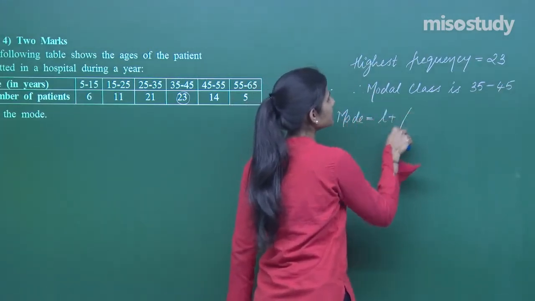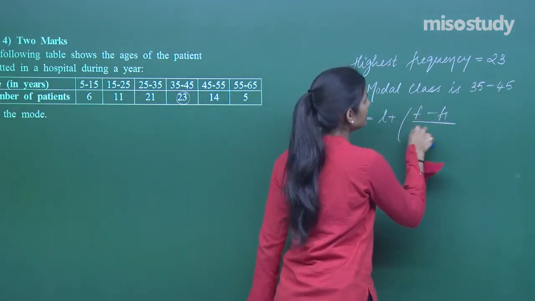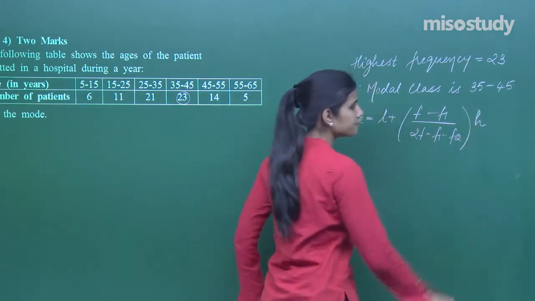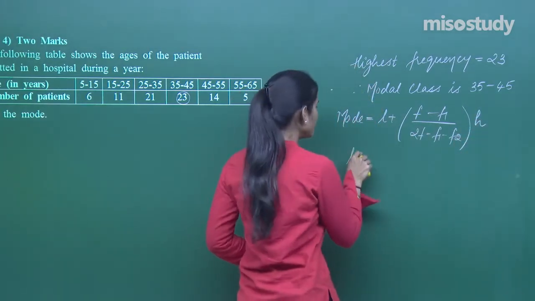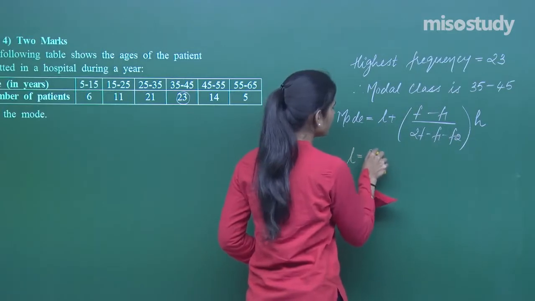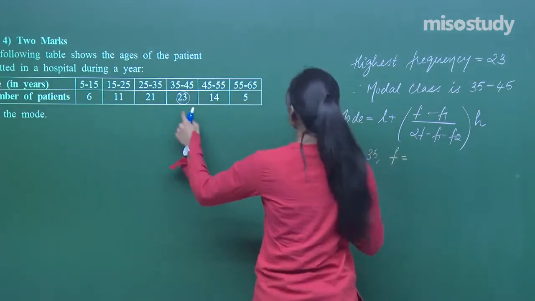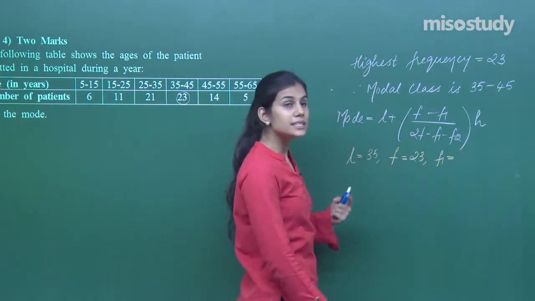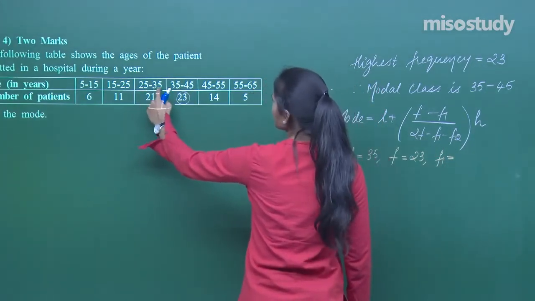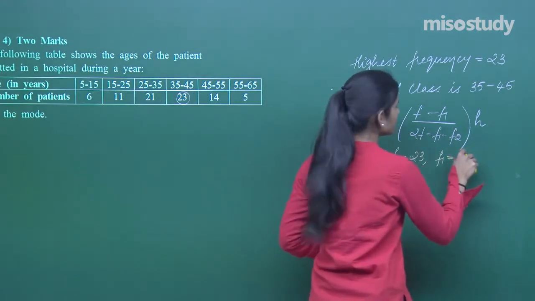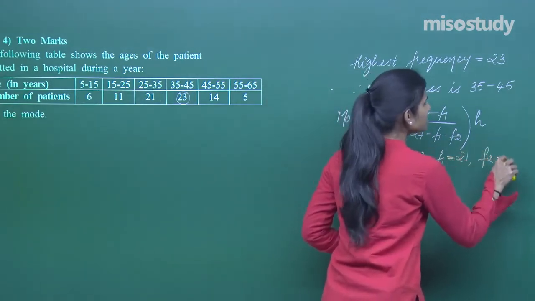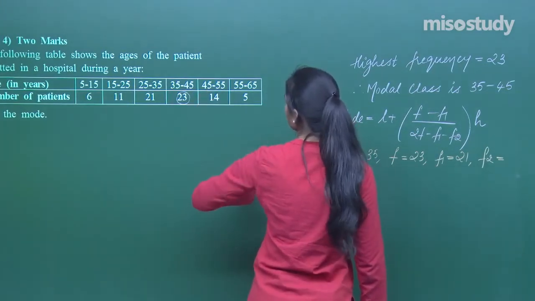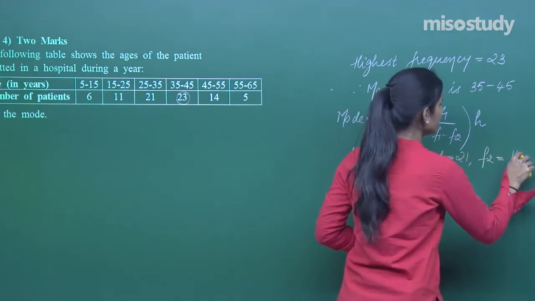Mode is L plus (f minus f1) upon (2f minus f1 minus f2) into h, where L is the lower limit of the modal class, which is 35, f is the frequency of the modal class, which is 23, f1 is the frequency of the class preceding the modal class. Preceding the modal class is 25 to 35, its frequency is 21. f2 is frequency of the class succeeding the modal class. Succeeding the modal class is the class 45 to 55, its frequency is 14.